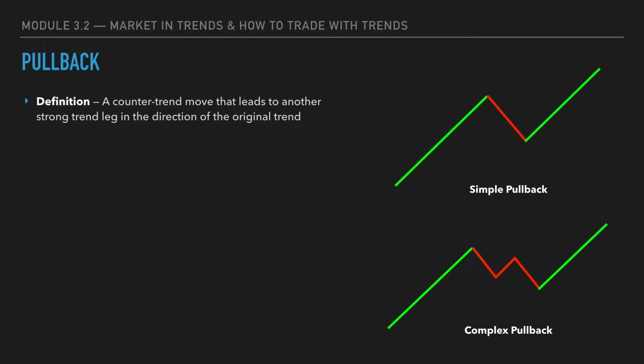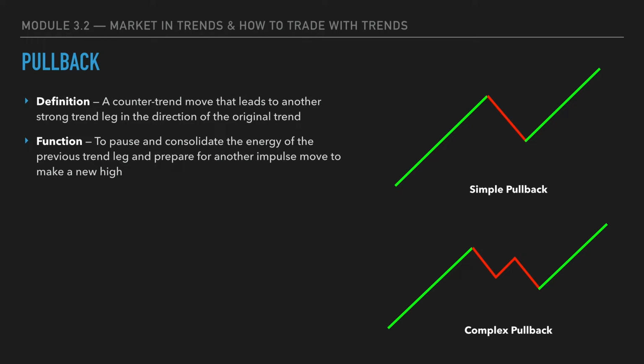A pullback is a counter-trend move that leads to another strong trend leg in the direction of the original trend. When a pullback happens in a trend, it's usually to pause and consolidate the energy of the previous trend legs and prepare for another impulse move to make a newer high. One of the common causes of pullbacks is potentially partial profit-taking activities by other players in the market. Volume is typically lower in the pullback moves compared with the impulse moves.